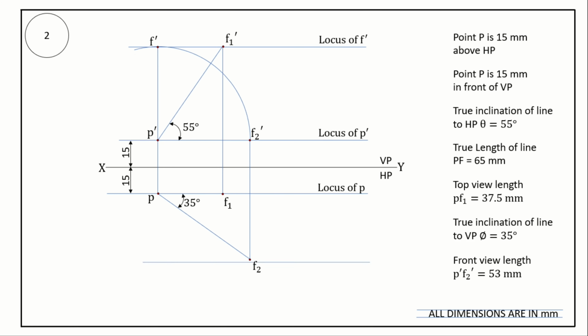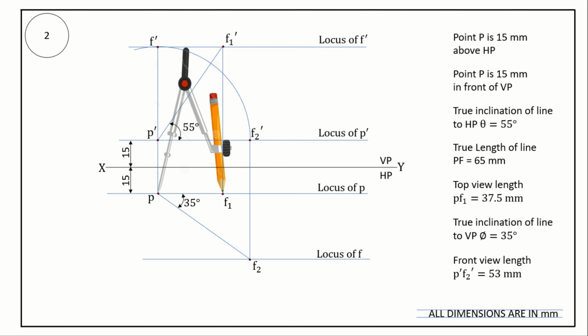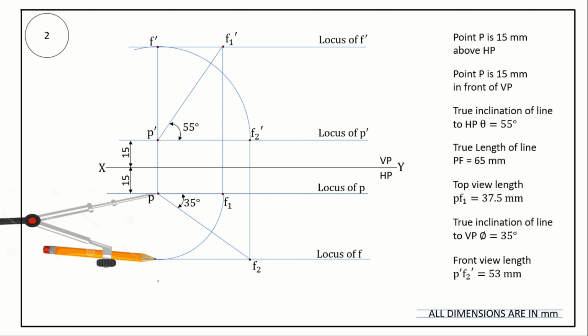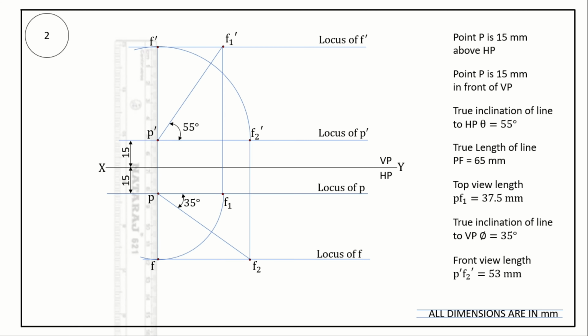This is the front view of the line PF. Similarly, from the point F2, draw a parallel line to XY. This line is the locus of F. Take a compass, measure the radius PF1, the top view length equal to 37.5 millimeter. Draw an arc. This arc cuts the locus of F at a point. Mark that point as F. Join P and F. This line PF is the top view of the line.